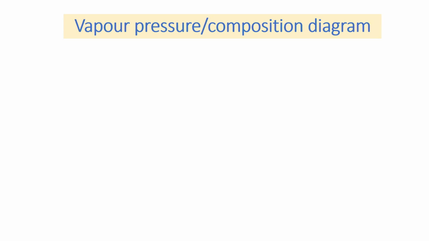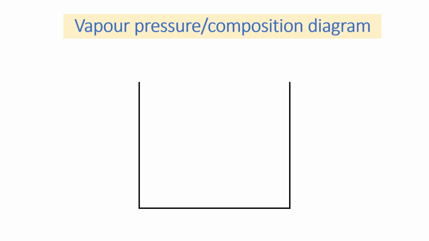So right now we are going to plot a vapor pressure composition diagram. In order to do that, we have to draw the axis of vapor pressure against mole fraction. Suppose that we have an ideal mixture of two liquids, A and B, with A and B having their own vapor pressure. According to Raoult's law, the partial vapor pressure of A at a particular temperature is directly proportional to its mole fraction.